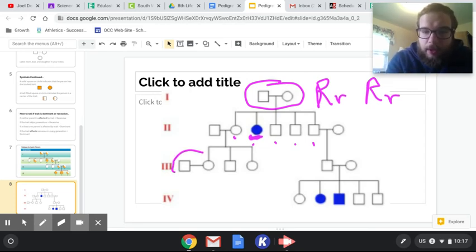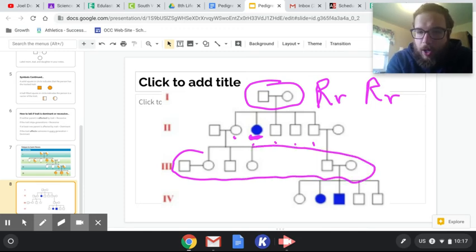Look at generation 3. Nobody at all has it. There's probably some carriers in there. In fact, I know there's some carriers in there. I'll tell you how I know that in a second. But you can see this trait, whatever it is, has skipped a generation. Generation 3 has nobody affected by the trait in it. So right away, that goes along with our first point. It's got to be recessive if it's skipping generations.